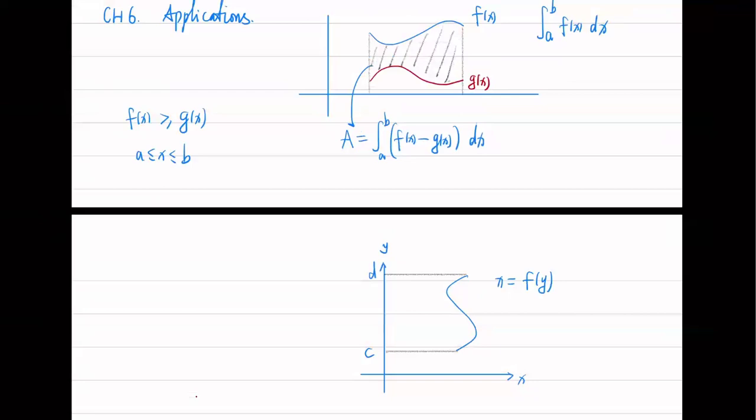Okay, Sophia, now we have a function of x depending on y. The graph looks like this. Could you give me a formula for the area of this region?